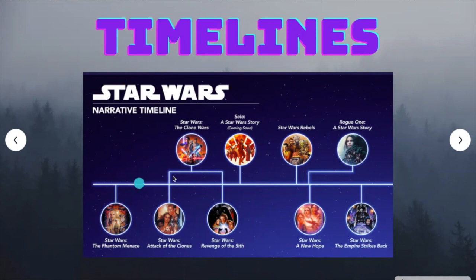This is the chronological order, el tiempo cronológico en el que sucede cada película o cada historia. Una timeline es una línea del tiempo en la que esta es la primera película y vamos viendo cómo va pasando el tiempo hasta la última.